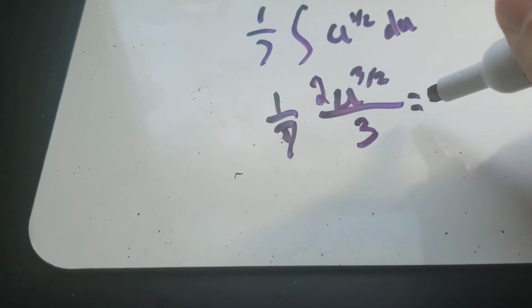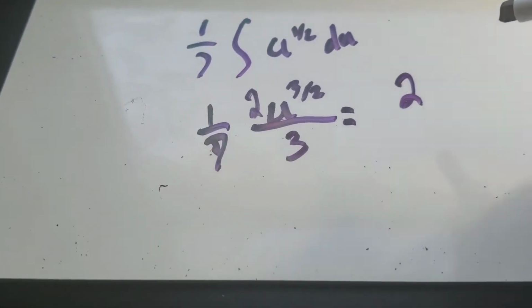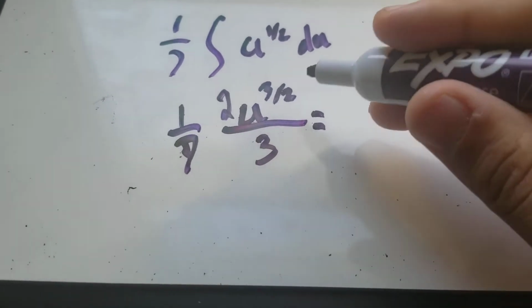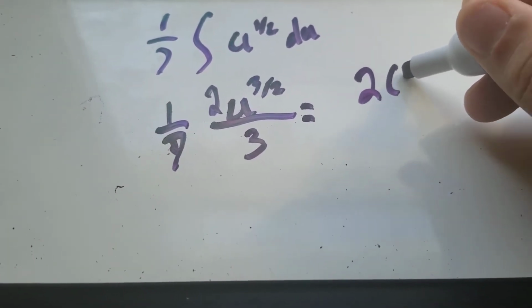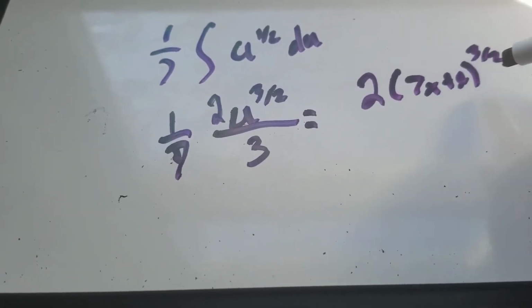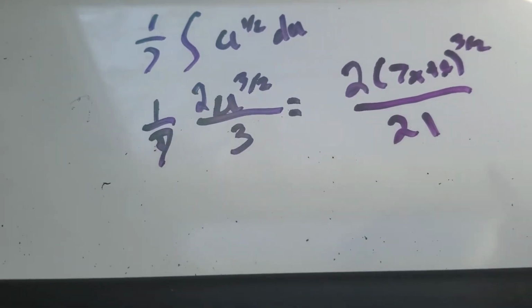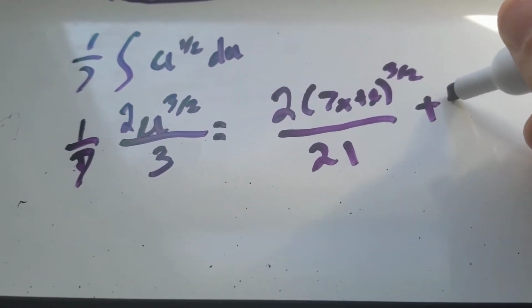All right, so let's simplify this. I actually know what u is, so I'm going to resubstitute that. So I'm going to have 2 times 7x plus 9 to the 3 halves power, all over 7 times 3, which is 21. Nothing more I can simplify, and don't forget your plus c.